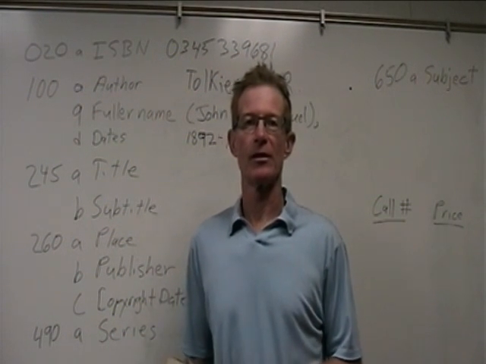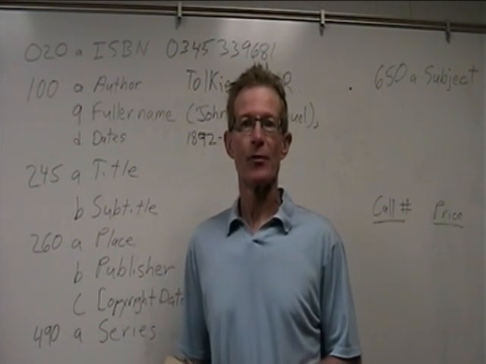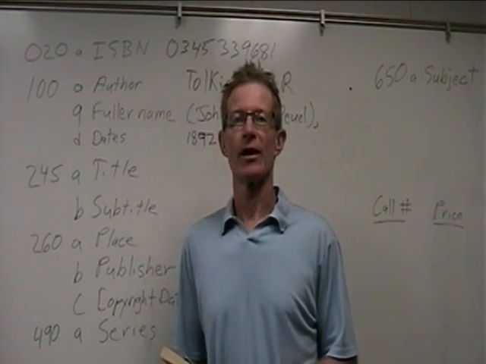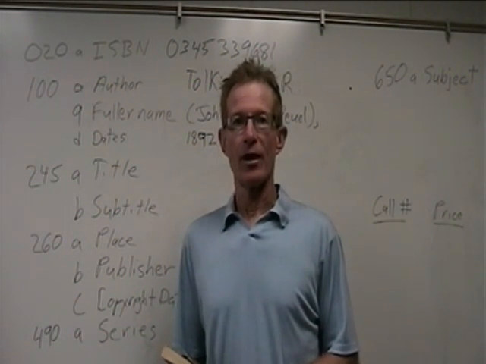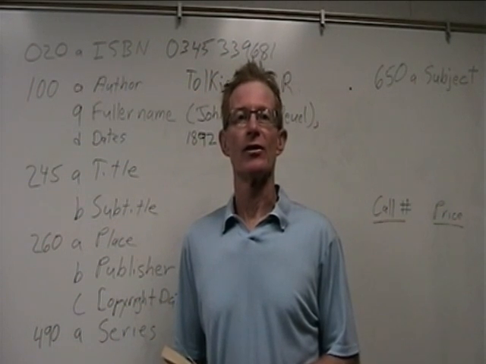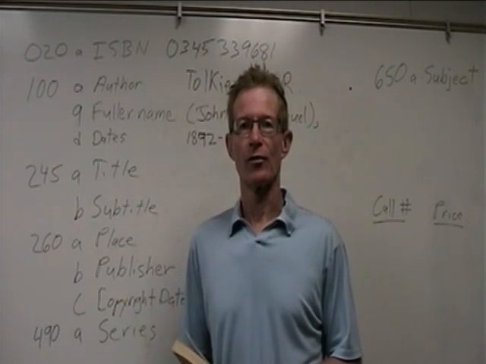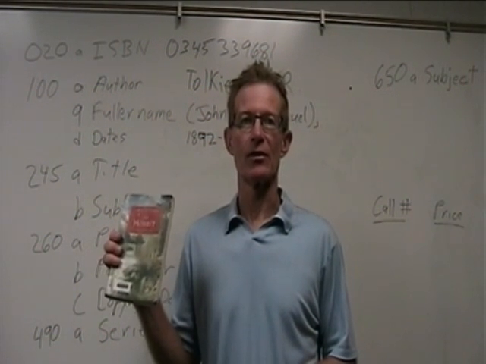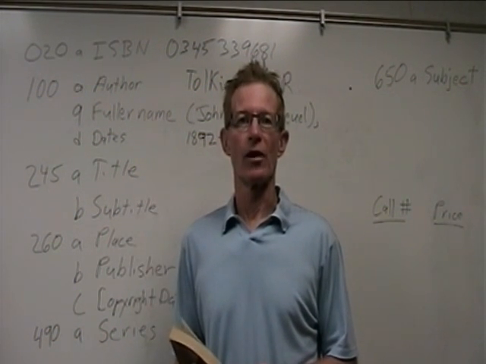We're going to talk a little bit today about original cataloging. If you receive a book that doesn't come with a MARC record and you can't find it in Library of Congress, then you can catalog it yourself on your cataloging program on your computer. The book I have today, The Hobbit by J.R.R. Tolkien, we're going to use for our example.